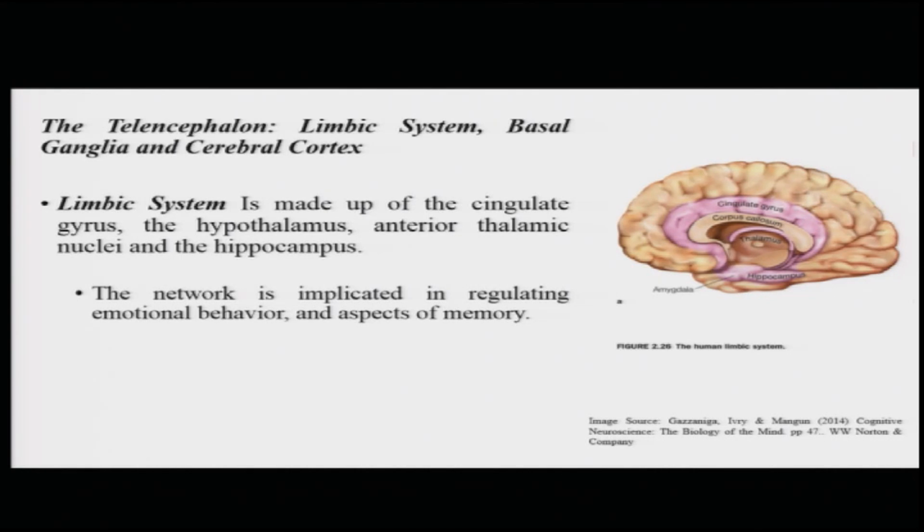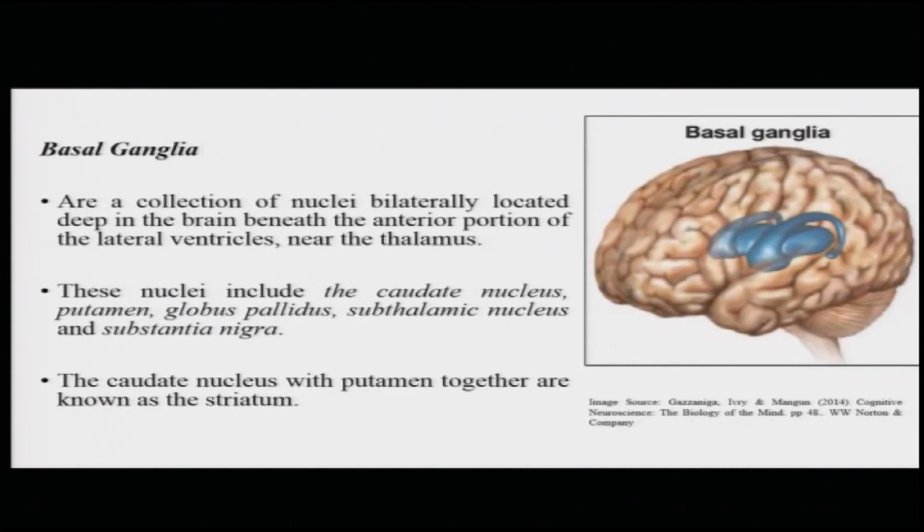The cingulate gyrus, you can see it here, the hypothalamus, which is just below the thalamus, the anterior thalamic nuclei, some of the nuclei that we have mentioned, and the hippocampus, which is this region here. Now, this is a very important network, and we will talk about the detailed implications of what this network does in one of the later chapters, but this is just to give you a brief hint. It is implicated in regulating emotional behavior and responses like fear, judgment of emotions, etc., and certain aspects of memory also. So, this is something one has to remember.